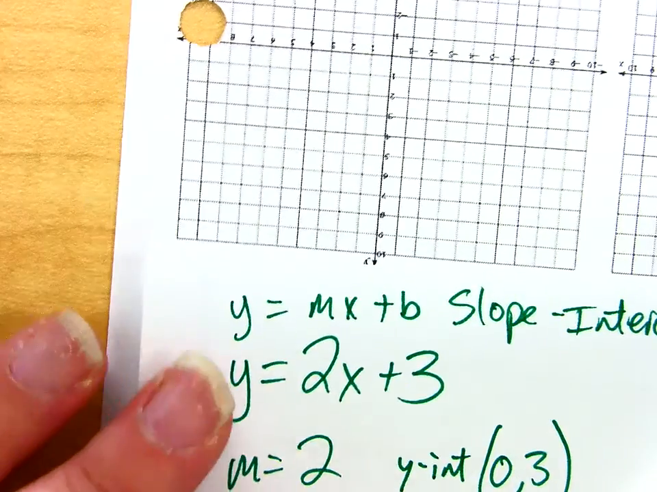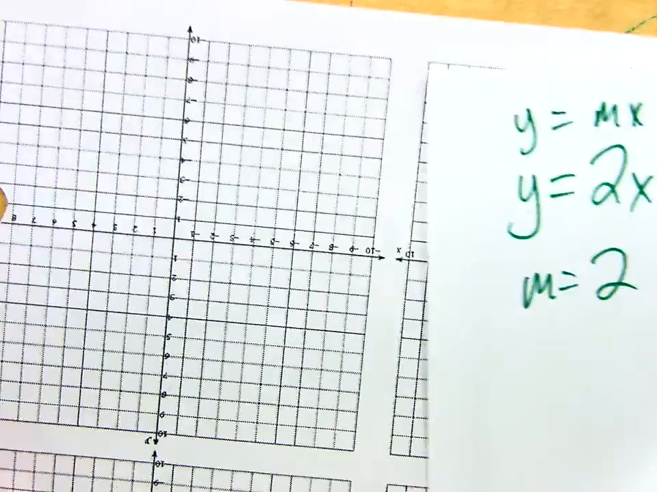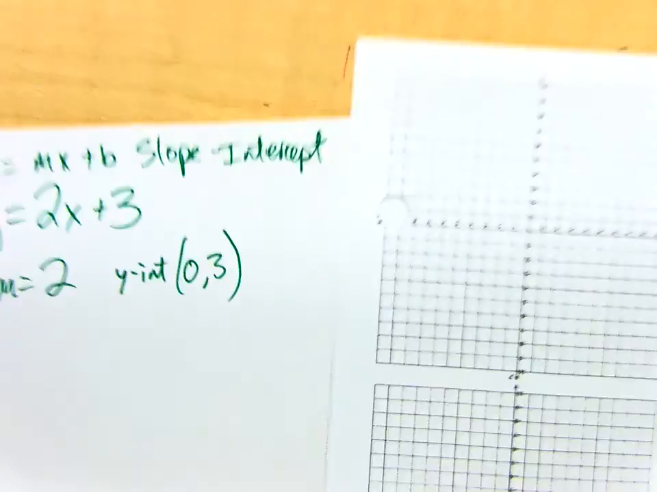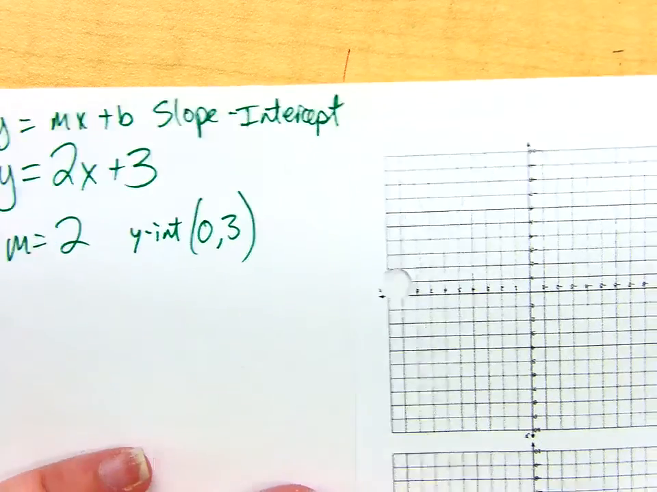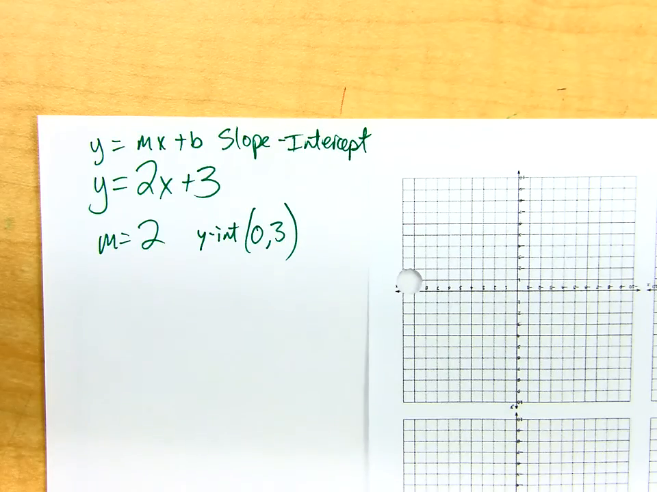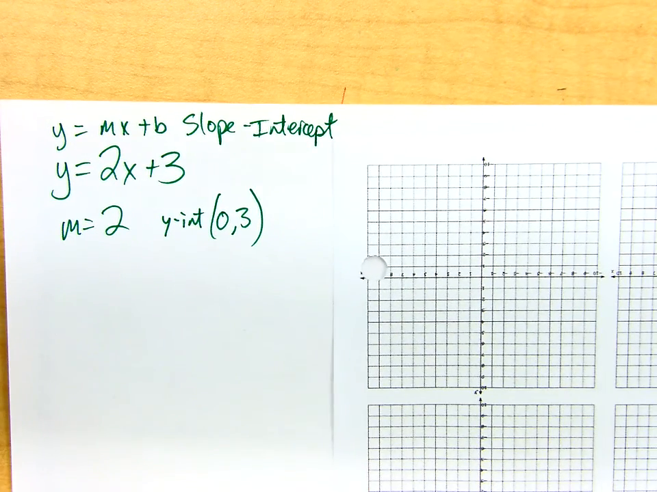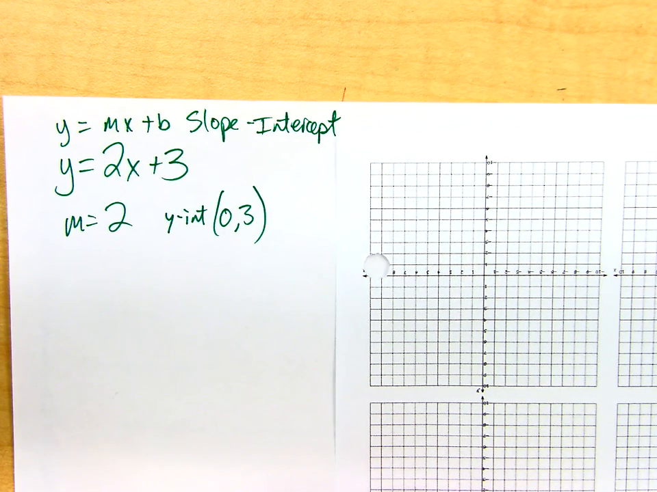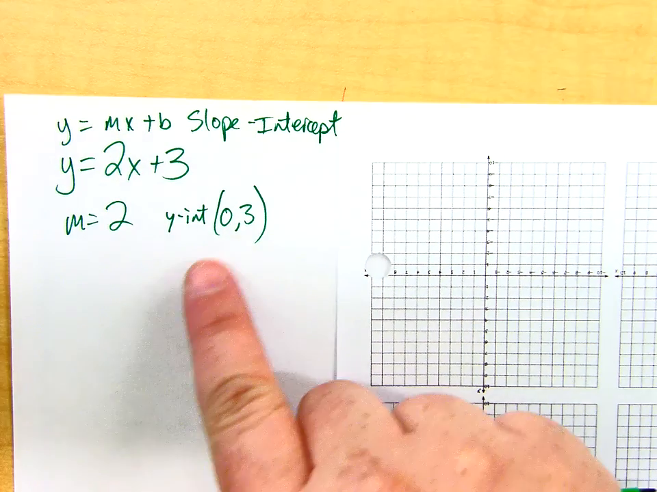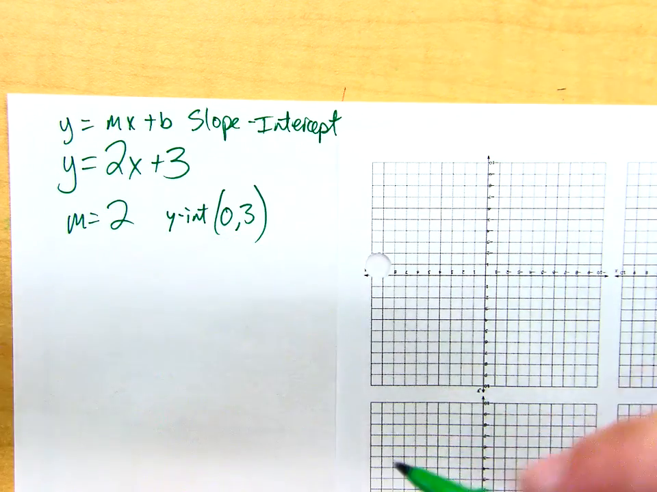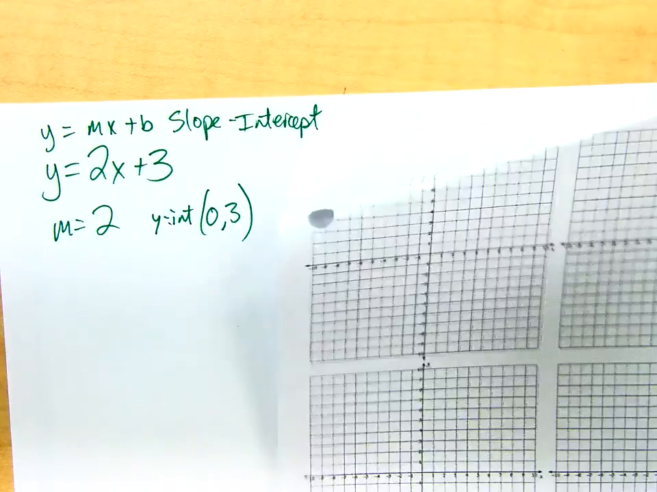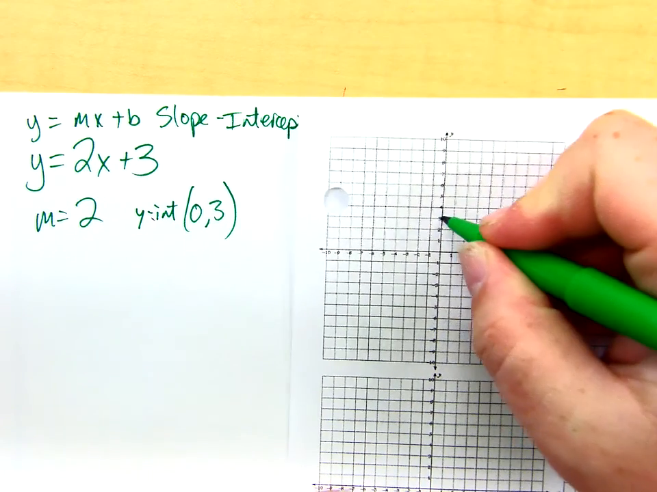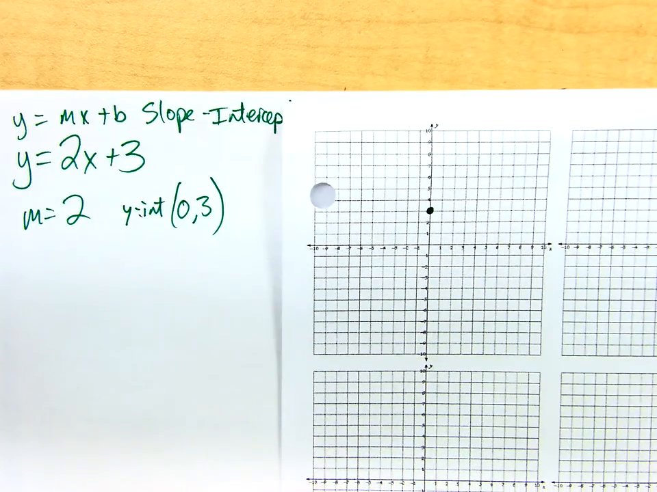And then when you go to graph this thing on a coordinate plane, all I have to do is start at the y-intercept and then follow the slope. The problem is some of you don't know where the y-intercept is. You think it's the x-intercept. Be careful. So the y-intercept is at 0, 3. You put a big old dot right there.